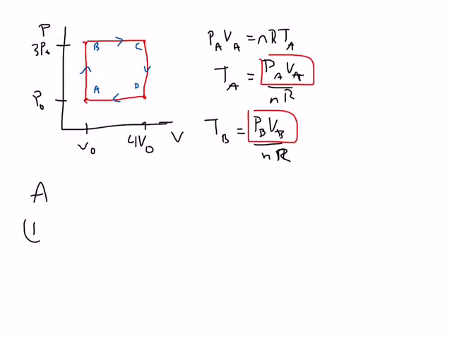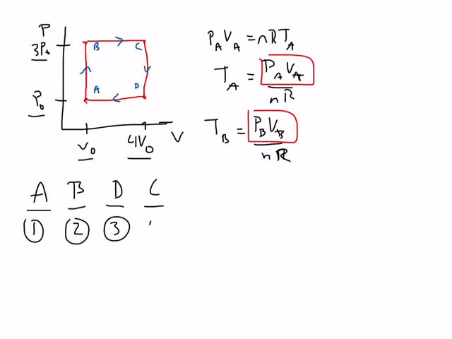That one gets a 1. B is 3 P naught times V naught. That's like a factor of 3, whereas D is 4 times P naught V naught, or a factor of 4. So B has to be lower than D. And then C we see is 4 V naught times 3 P naught, which is a factor of 12. So that one is clearly the highest temperature.